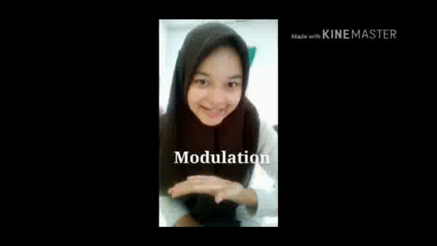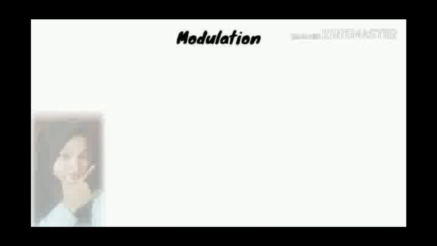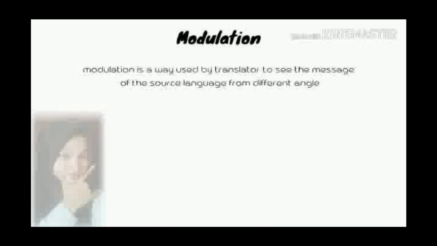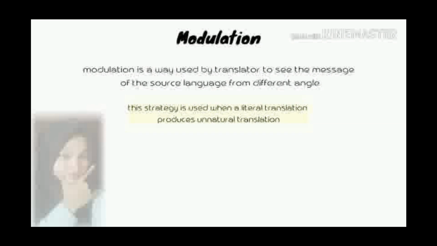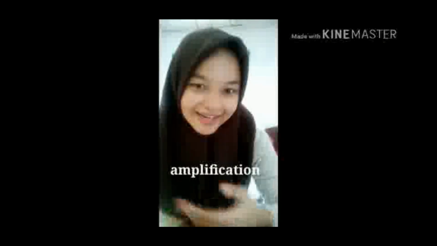And the second one is modulation. What is modulation? Modulation is a way used by the translator to see the message of the source language from different angles. This strategy is used when a literal translation produces an unnatural translation. For the example, source text: I broke my leg. Target text: kakiku patah.